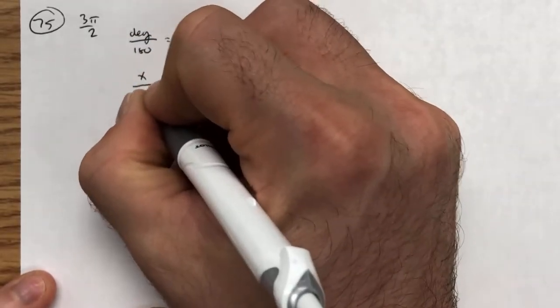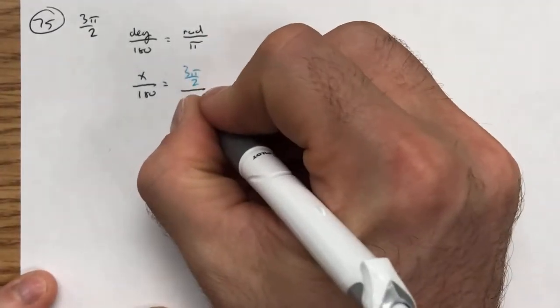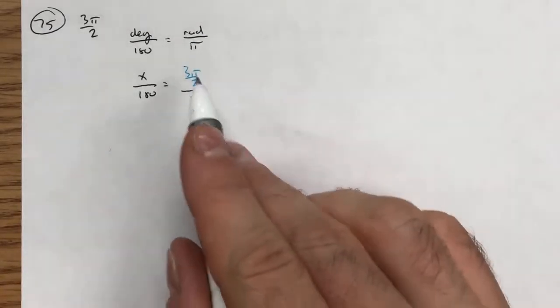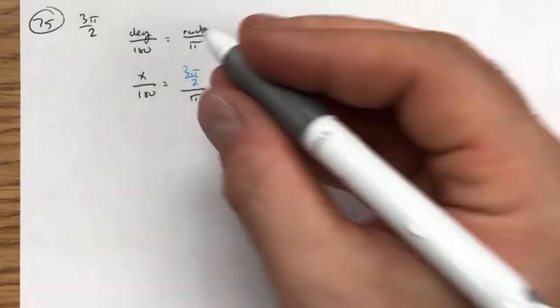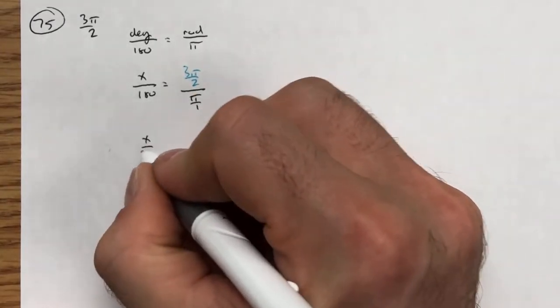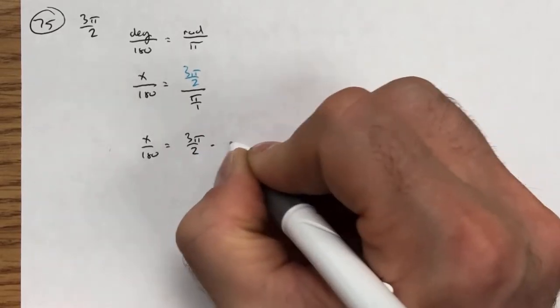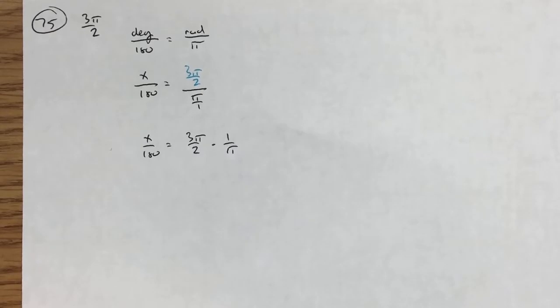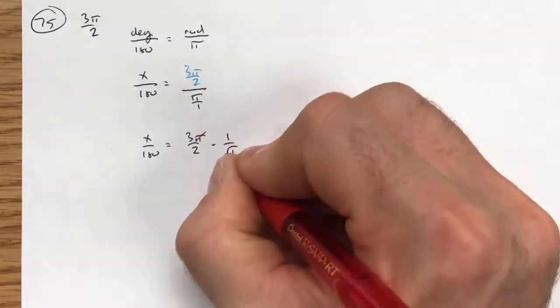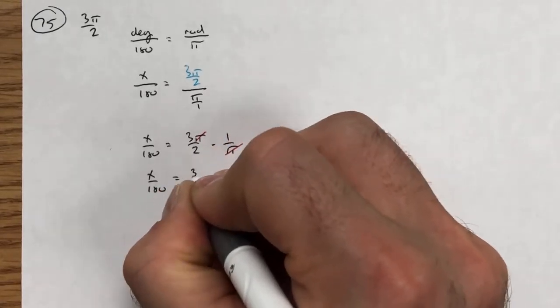So x over 180 is equal to 3 pi over 2 over pi. In order to solve this, I need to keep change flip. In order to flip that, I need that to have a denominator as well. So x over 180 is equal to 3 pi over 2, kept, changed, flipped. Then what that allows me is I can cancel out these pi's. And I just have x over 180 is equal to 3 over 2.